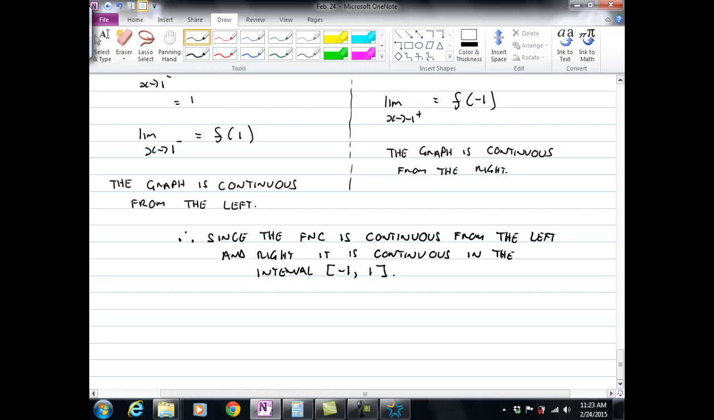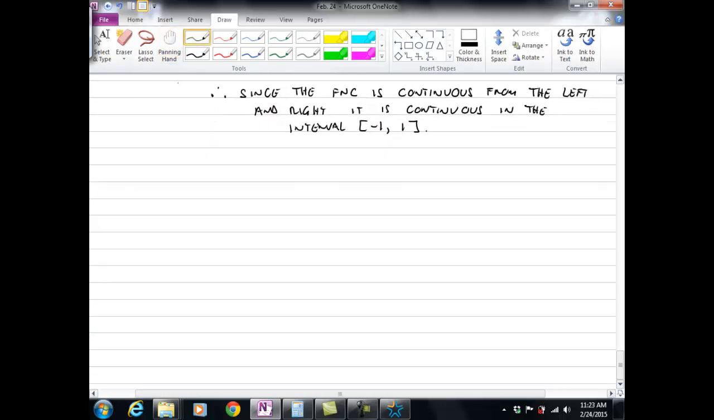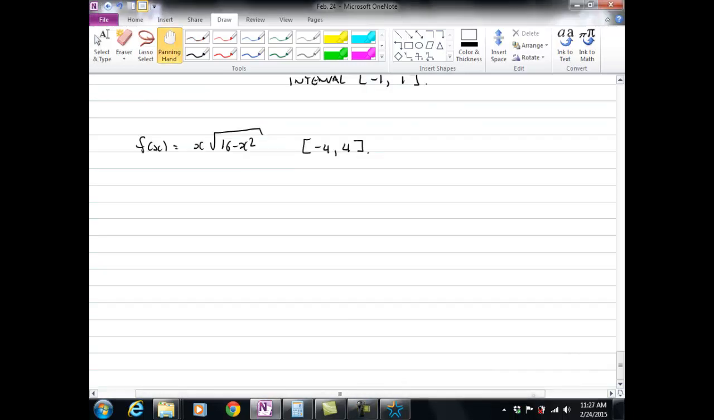We're going to try that with that question number 13 that you guys had and you couldn't do. So let's look at number 13 and let's do this as a class right now. So numero 13. Prove that it's continuous. f of x equals x root 16 minus x squared on the interval negative 4, 4. I'll give you about 8 minutes. I think that's enough time for you guys to practice.